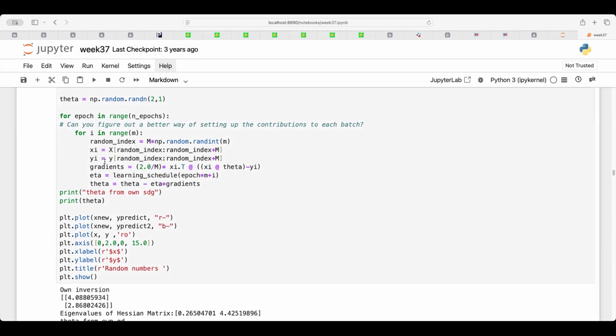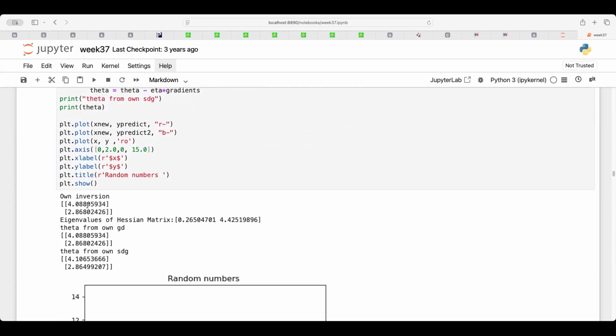And if I run the code here, what you will see now is that my own inversion and my own gradient descent, the brute force one, are giving exactly the same values. But now my stochastic gradient descent gives something which is less accurate. So this is something which you will often see in numerical computations.